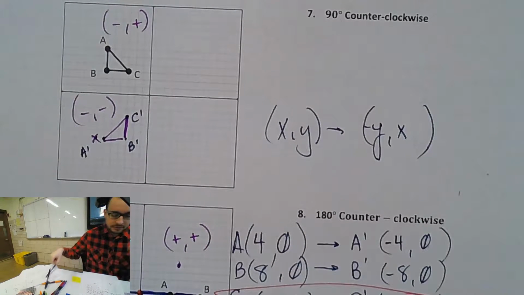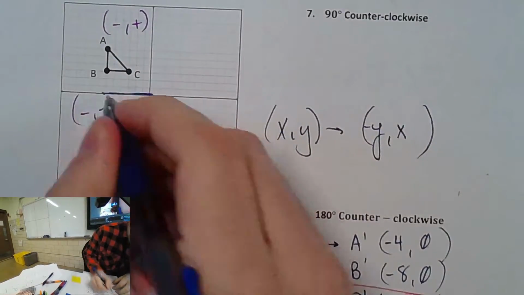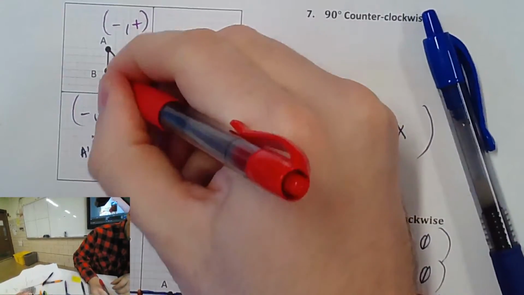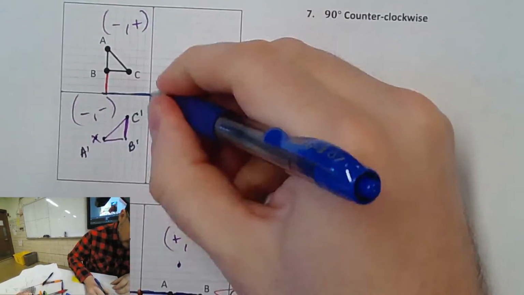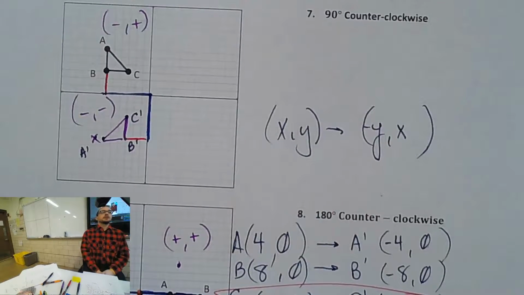I'll give you a hint. If you look at B, the L for B is this. And then B prime gets this. Can anybody explain why X and Y change spots? I'm going to give him a couple seconds, Aiden, before you answer, just in case you're right.